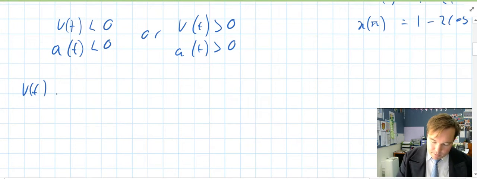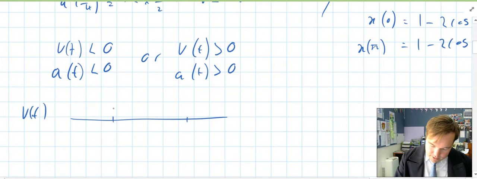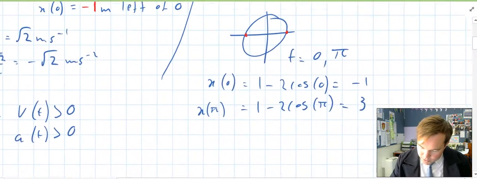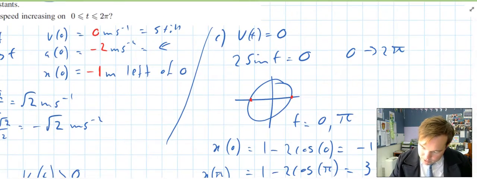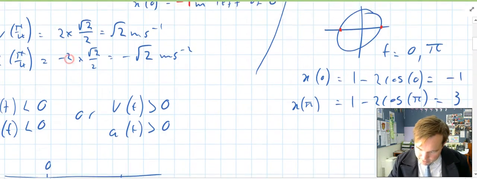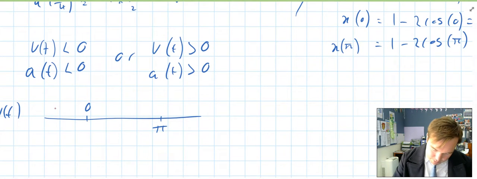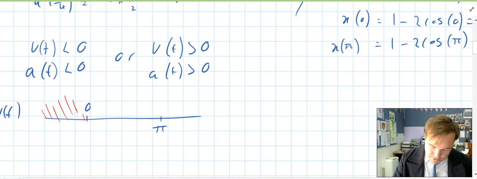So the sign diagram of velocity looks like this. At time equals 0, it's 0, and at time equals, we saw up here, pi. And we need to figure out whether it's positive or negative in between. So really, we can't think about before 0, because nothing happened before time 0. But let's see what happens after these two, and we're ending here at 2 pi.